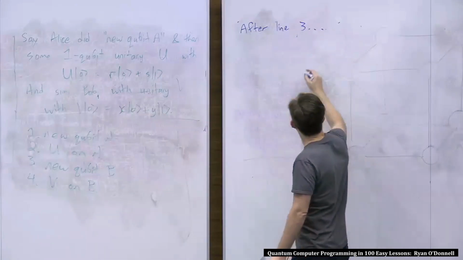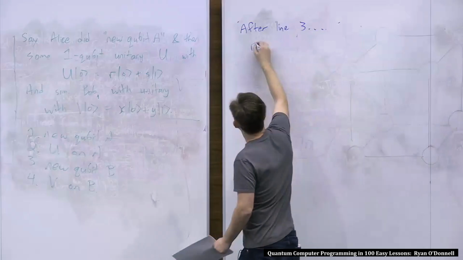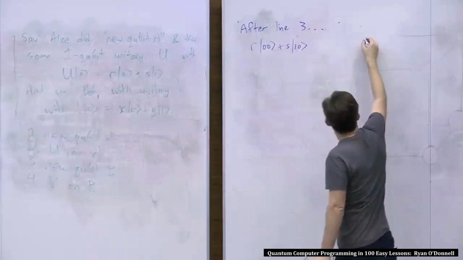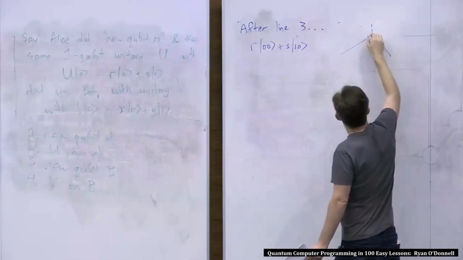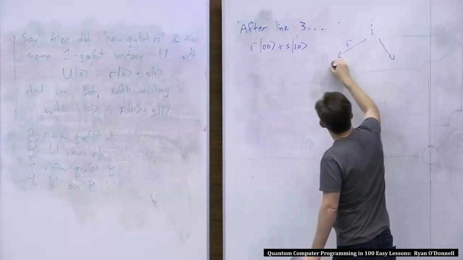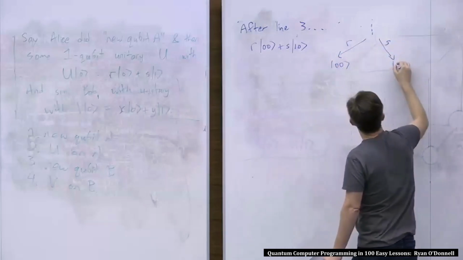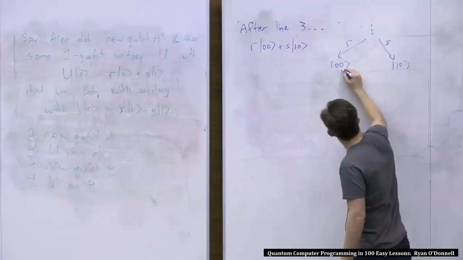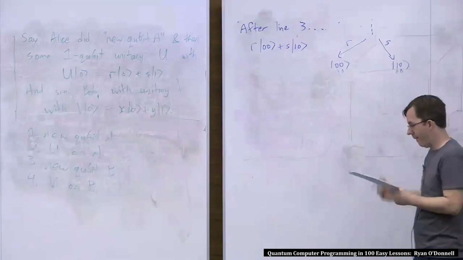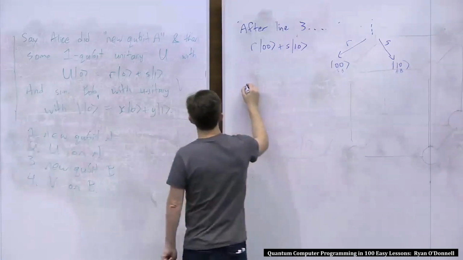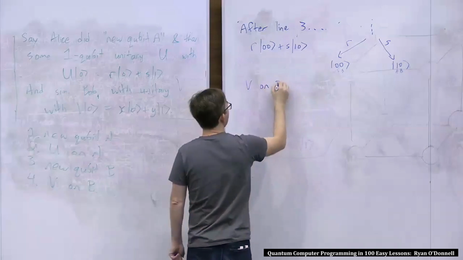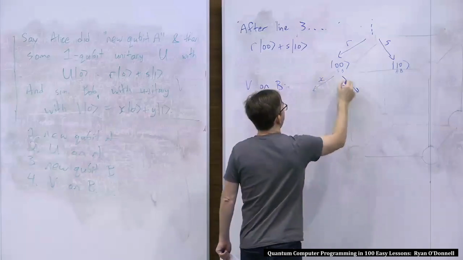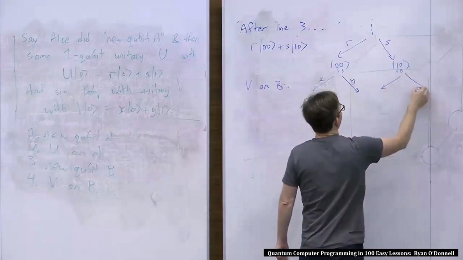So we got to this state, R0, 0 plus S 1, 0. In amplitude tree world, it's dot, dot, dot. With amplitude R, we got to 0, 0. And with amplitude S, we got to 1, 0. Remember, this is the A qubit, this is the B qubit, A qubit, B qubit. Then we do line 4, which is V on B. So this branches X, Y, X, Y.